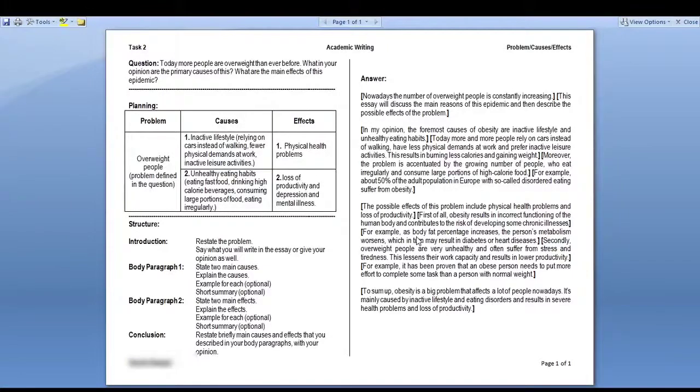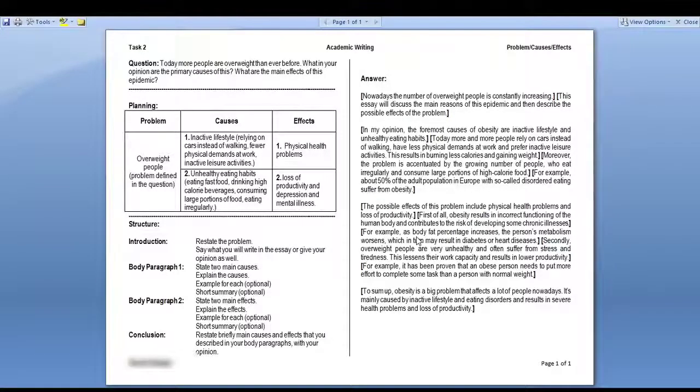For example, as body fat percentage increases, the person's metabolism worsens, which in turn may result in diabetes or heart disease. So, simple terms when it comes to diseases, I have just written diabetes or heart disease because these are common terms used by everyday people. They know about this. So I've given an example. Now that is the end of my first point when it comes to physical health problems. Now I will explain the second point.